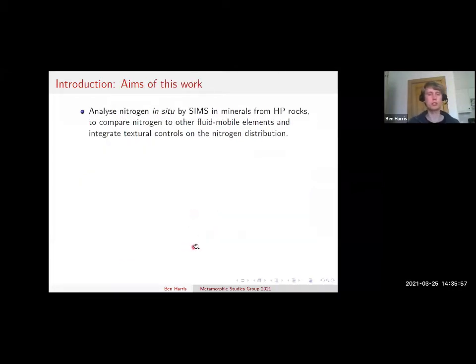So the aims of this study are to analyze nitrogen in situ by ion microprobe in minerals from high pressure rocks. This is a new technique for analyzing nitrogen, and it will allow us to compare nitrogen to other fluid mobile elements, which we can analyze in the same run, and to look at textural controls on the nitrogen distribution.